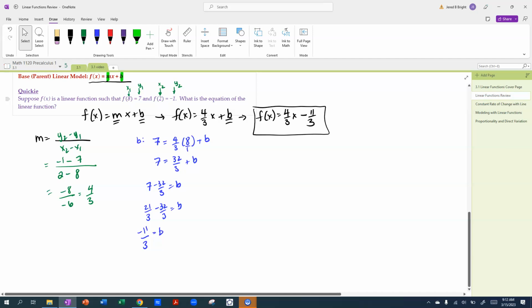Okay? So there we go. Linear functions, just like linear equations, just with a little bit more notation.